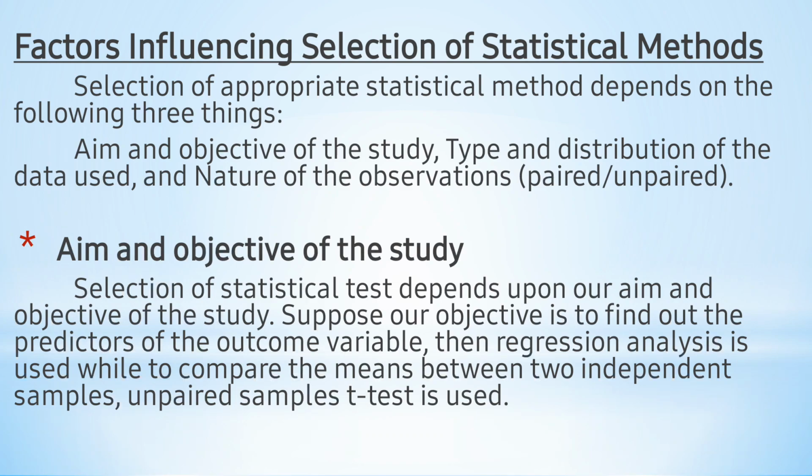Selection of statistical test depends upon our aim and objective of the study. Suppose our objective is to find out the predictors of the outcome variable, then regression analysis is used, while to compare the means between two independent samples, unpaired samples t-test is used.